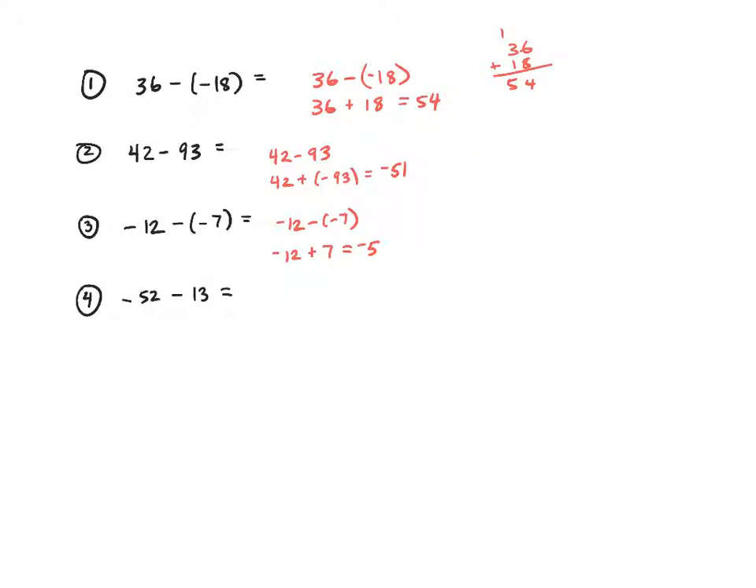And lastly, negative 52 minus 13. Change it to an addition problem. Add the opposite of 13, which is negative 13. And I'm just combining a whole bunch of negatives, 52 negatives and 13 more negatives, which leaves me with 65 negatives.